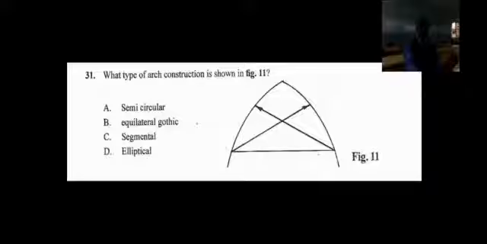Number 31, what type of arch construction is shown below? The correct answer in this case is what? Equilateral Gothic. This is the correct one. That's the correct arch. So here, this is a design given to window shapes.